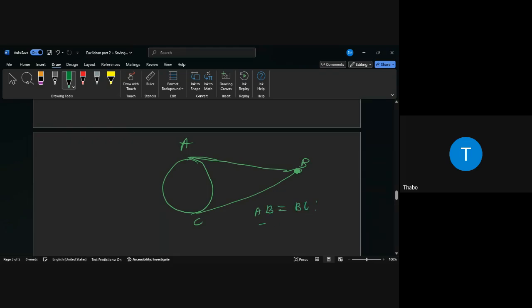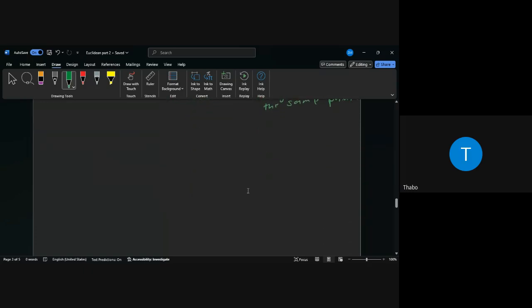What's the reason? These are tangents from the same point. Is it hard, guys? No. Easy, ne? So far, tangents are going fine, ne? Yes.